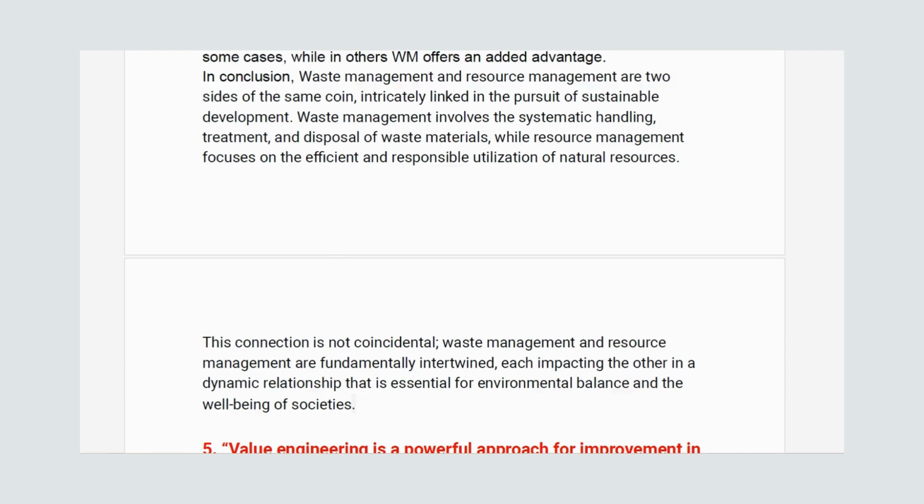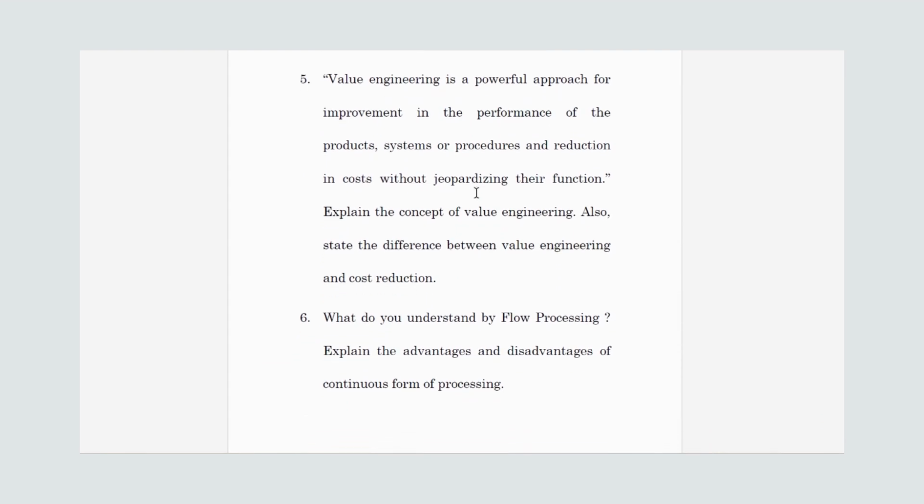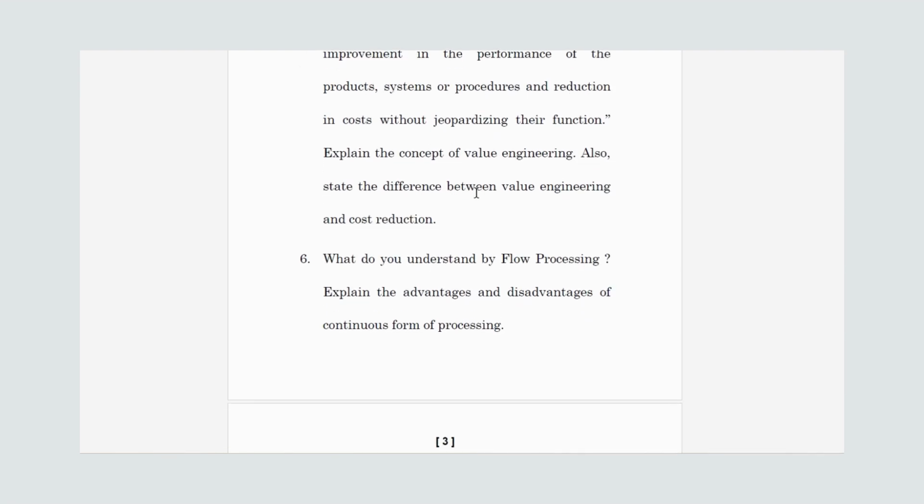Let's see the next question. Question number 5 is about value engineering. Value engineering is a powerful approach for improvement in the performance of products, systems or procedures and reduction in cost without jeopardizing their function. Explain the concept of value engineering. Also state the difference between value engineering and cost reduction. So here we have to explain the concept of value engineering, and we have to talk about the difference between value engineering and cost reduction.